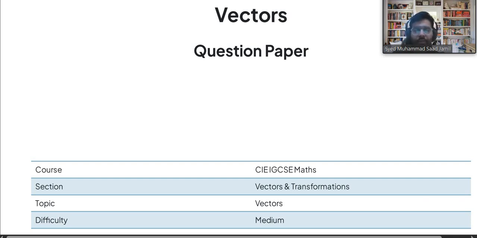Bismillahirrahmanirrahim. The topic that we are going to be doing today is vectors. We will be solving the medium questions.